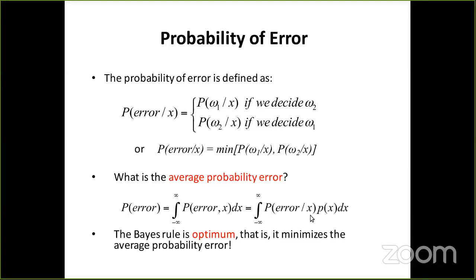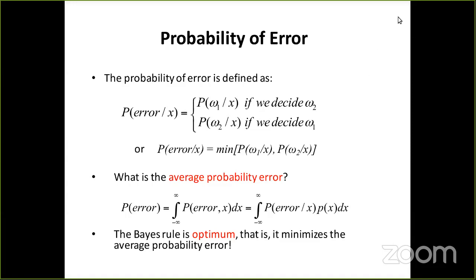Now we really don't have any control over P of x, but when we take a decision based on which probability is higher, then essentially we are minimizing this error at every step. For every sample we were getting the minimum of these two terms, so this term is minimized for every x, and if we take this summation over all x, then the overall summation is also minimized. So in this sense, Bayes rule is optimum because it minimizes the average probability of error.